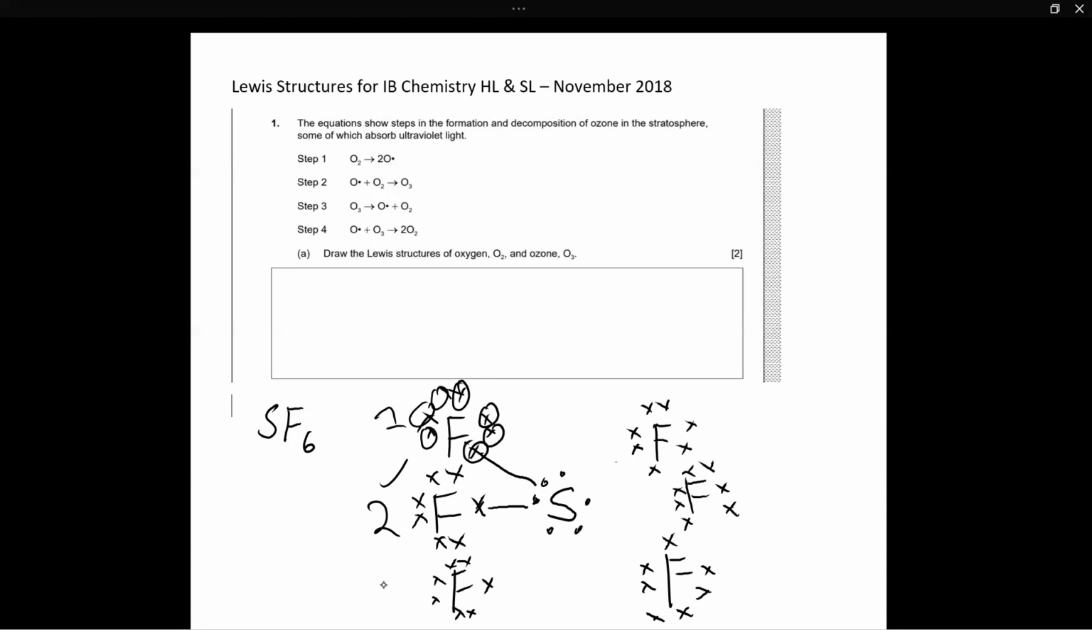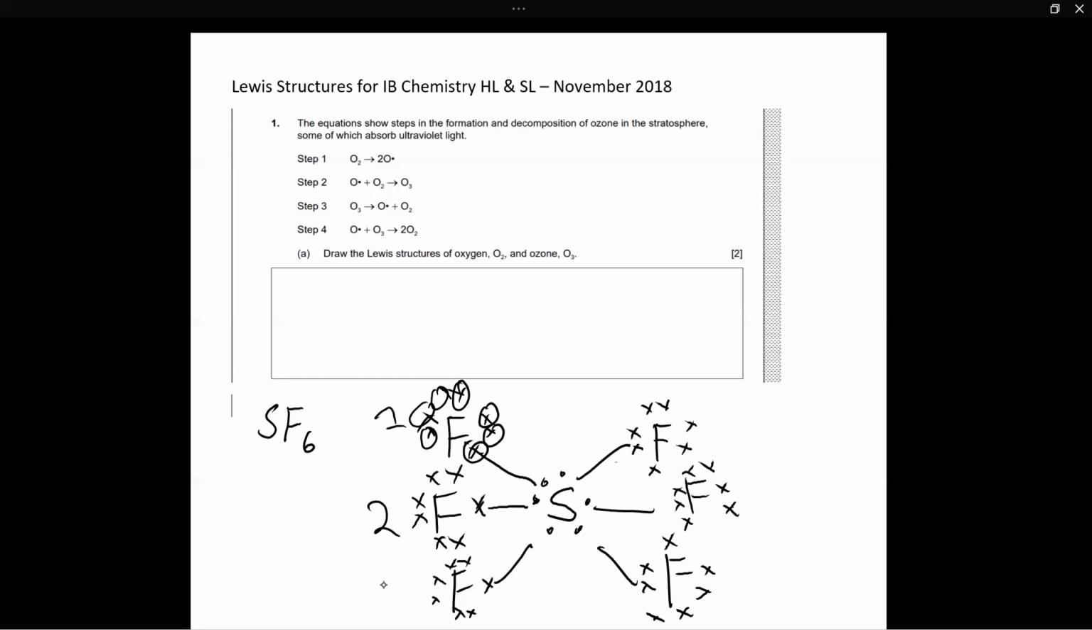But the other 4 fluorines say, hey, I want a piece of the cake as well. I too want to gain stability. So sulfur is a very generous guy. He says, all right, I'll help you gain stability. And they all form bonds with sulfur.